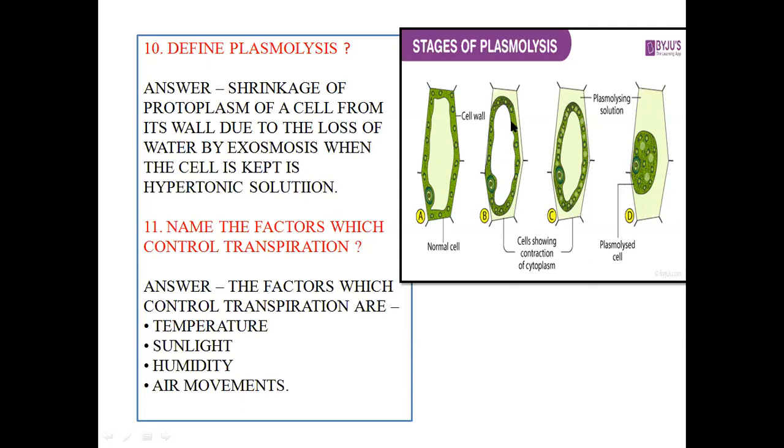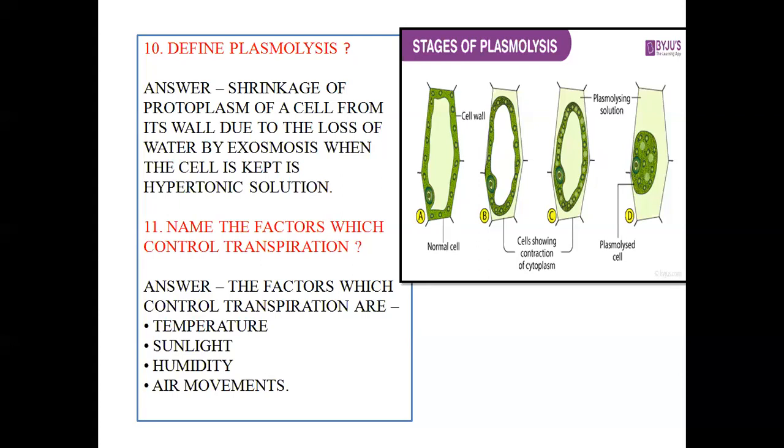As you can see, students, in stages B, C, and D, the entire protoplasm is shrinking from the cell wall. The cell wall remains intact. And this shrinking of the protoplasm from the cell wall due to the influence of a highly concentrated or hyperconcentrated solution is known as plasmolysis. Next are the factors which control transpiration.